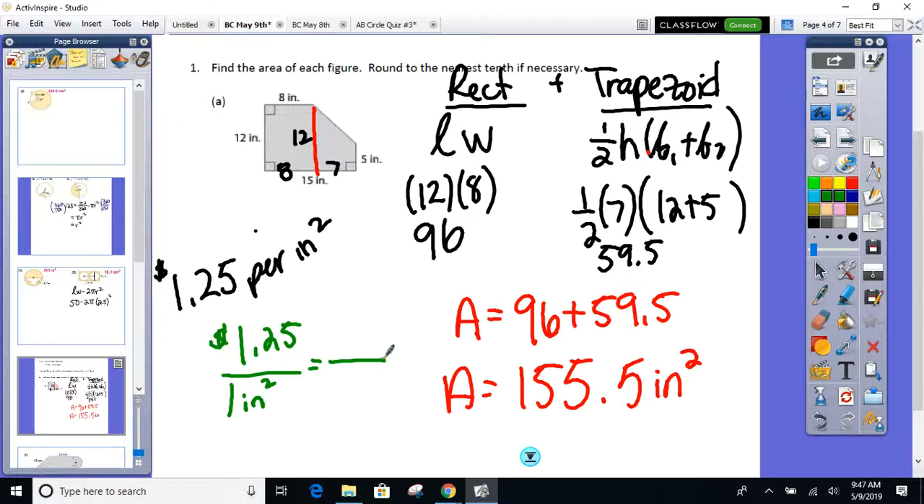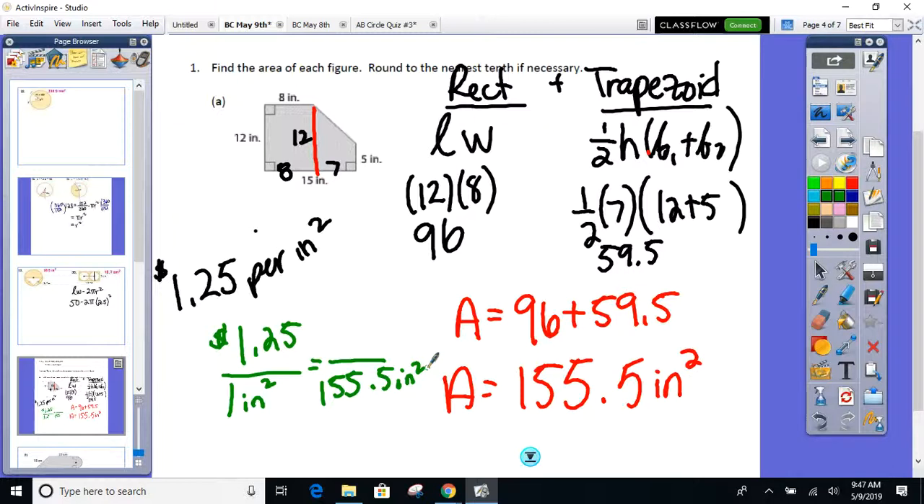Shouldn't you be matching up your units? So square inches on the bottom, I should keep square inches on the bottom. So what are you going to end up doing with the 155.5 and the $1.25? In this case, you're going to multiply it.